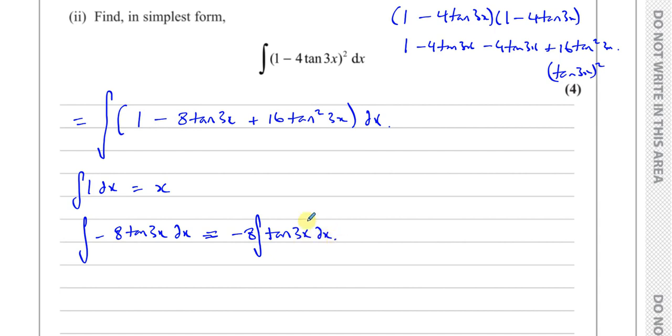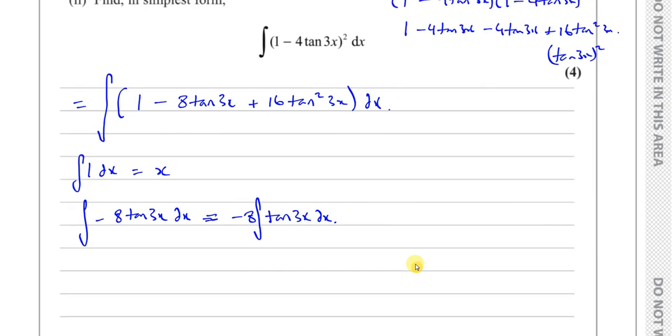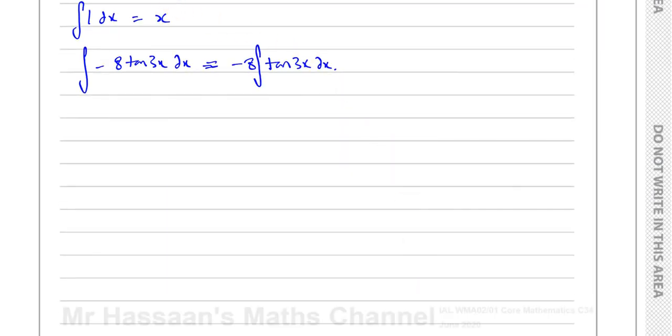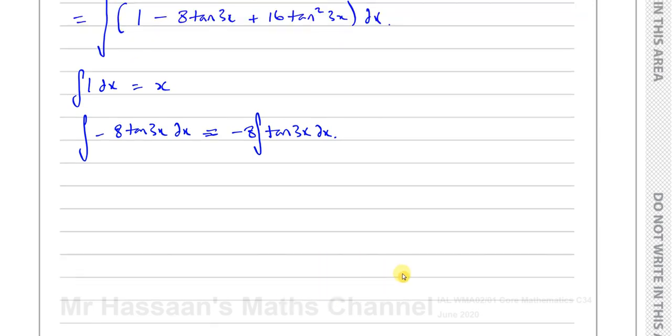Now, we have a result in the formula book for the integral of the tan of something. In an exam like this, you can go straight to the formula book and use that result. It's perfectly fine for you to do that. However, there are sometimes questions where you are asked to prove or show that the tan of something integrates to give you what it's going to give you.